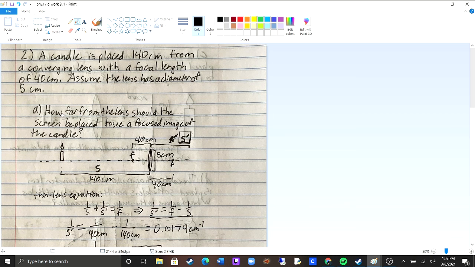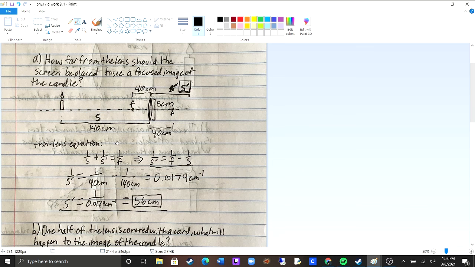So for part A, how far from the lens should the screen be placed to see a focused image of the candle? So right here we have a little diagram. Our distance from the candle to the lens is S, or 140 centimeters. The focal length is 40 centimeters. And the diameter of the lens is 5 centimeters. And we are trying to find S prime, which is the distance from the lens to the focused image.